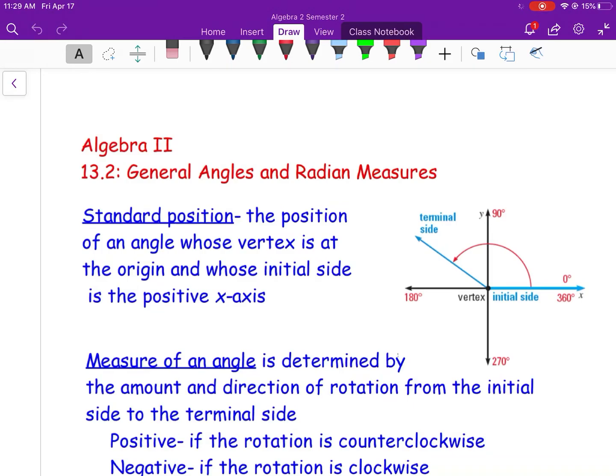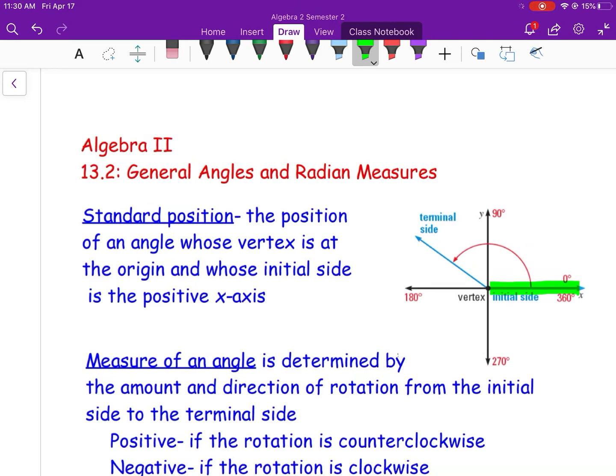Okay, 13.2 general angles and radian measures. Now, in this section, we are going to be sketching angles. And the way we do that is you have what is called an initial side. Okay, that initial side is always on 0 degrees, the positive x-axis.